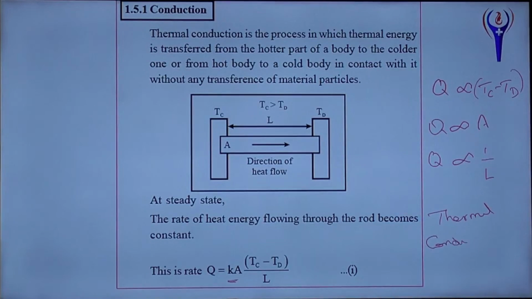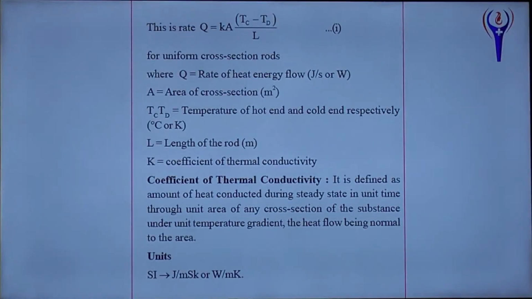What is K? K is called the coefficient of thermal conductivity. Note this formula. Q is the rate of heat energy flow, A is the area of cross section, Tc and Td are the temperatures at the hot and cold ends, and L is the length of the rod.